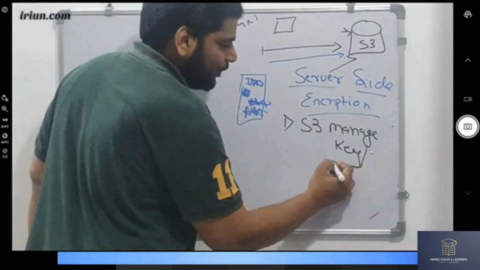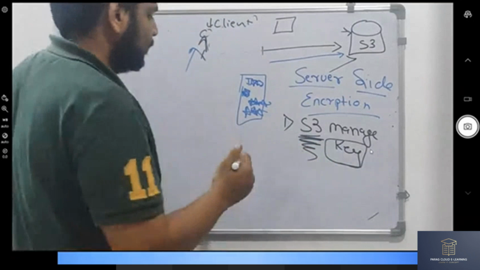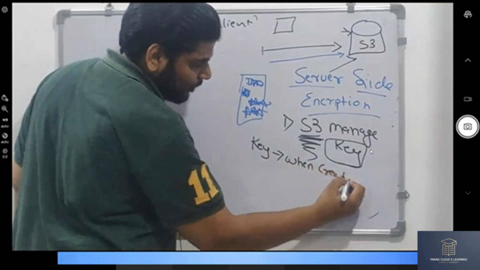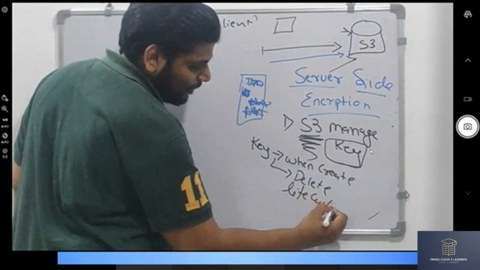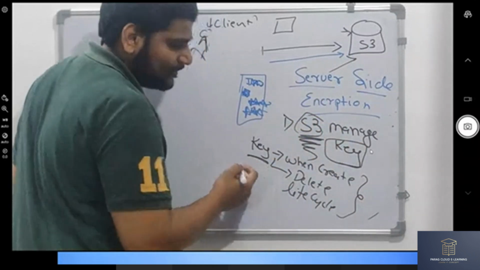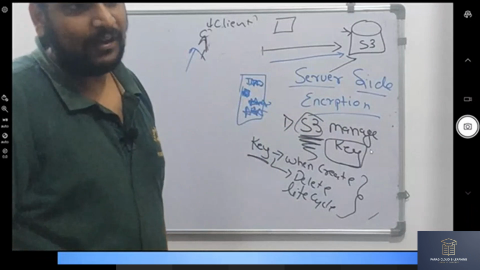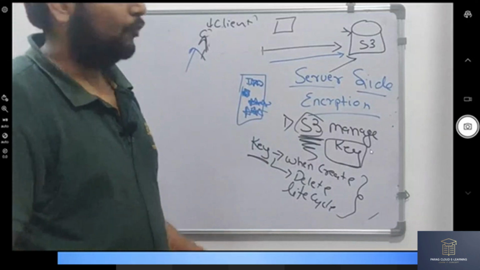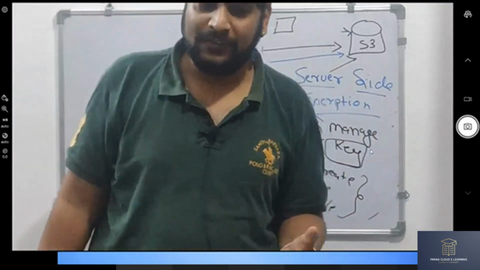So the key is managed by S3, or by Amazon. I don't know which key is there. When the key was created, when this key was deleted, what is the life cycle of this key, all these things are managed by S3. If the key is compromised, all these things have to be managed by S3. We don't have to worry about anything. We are just worrying about our data, and that should be encrypted by Amazon. What type of key they are using, where they are storing the key, when the key was created, what the life cycle of that key is, we are not bothered about that.